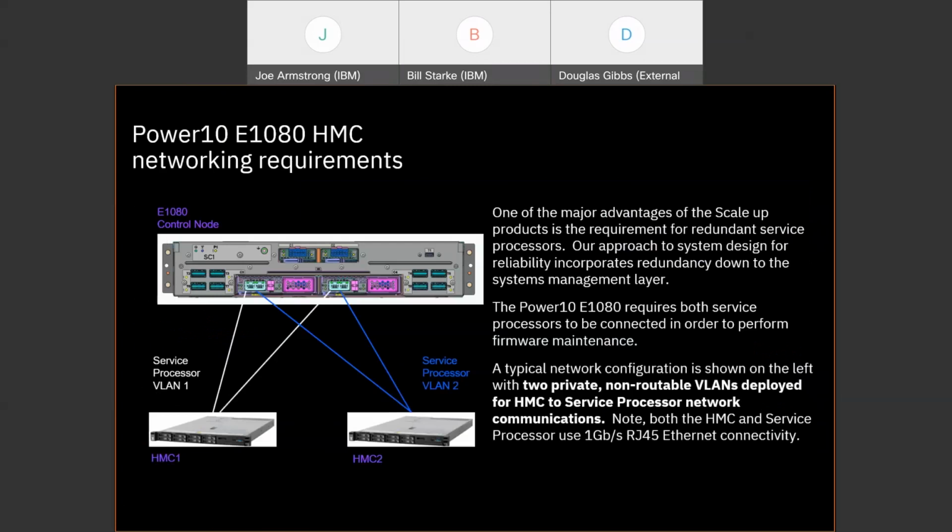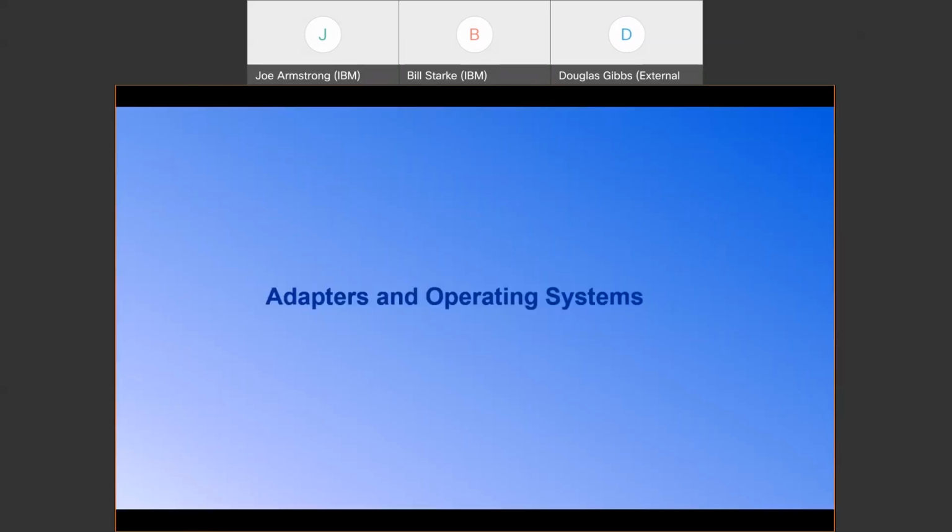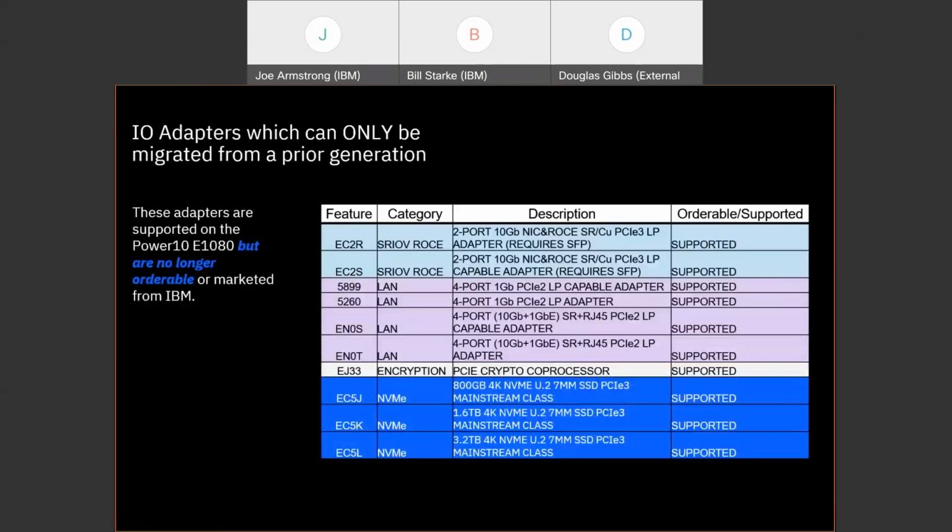So now we're going to get into some of the adapter stuff. And I don't really have a lot to say. In fact, this particular chart just shows what adapters are no longer orderable. They're not marketed by IBM, but if you have these adapters on your 980, you can move them to the 1080. All right, they're supported on the E1080.